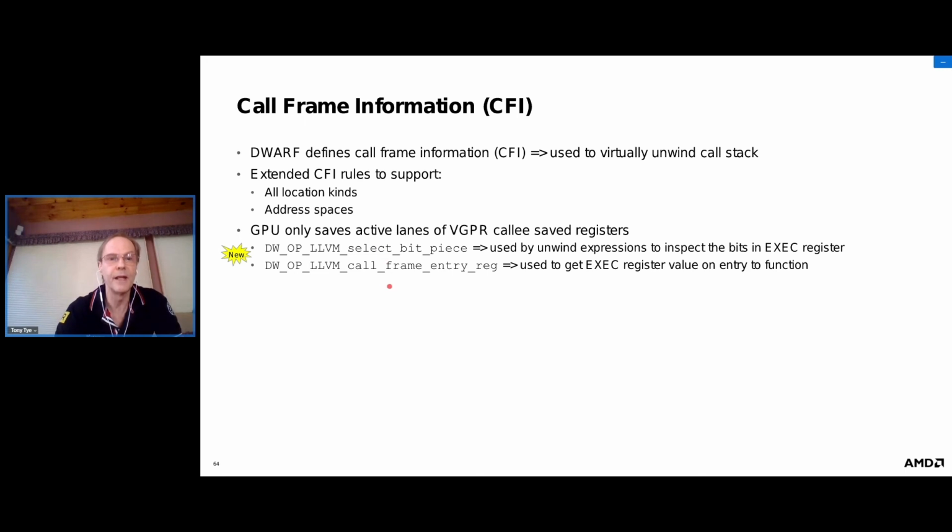And then the other thing we added is on GPUs, for example, as we call a procedure, it might be that we only spill callee-saved registers if the exec mask, which controls which lanes are active, is currently showing that that lane is active. So when we're virtually unwinding the stack, we want to conditionally say, if a bit in this register is a 1, then get it from here, and if not, get it from somewhere different.